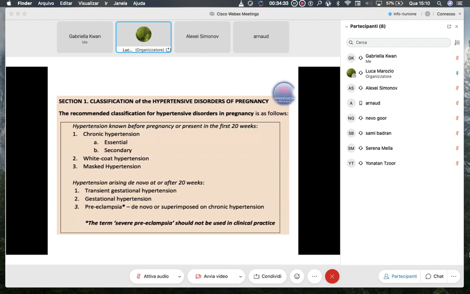Preeclampsia is the most important type of hypertension, the more severe in pregnancy. It's usually a de novo hypertensive disorder, but it may also be superimposed on chronic hypertension. So a woman with chronic hypertension at a certain time of pregnancy may develop preeclampsia.